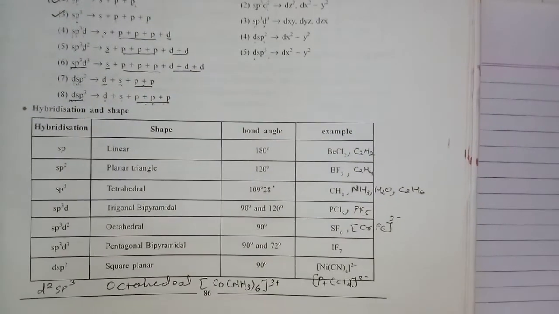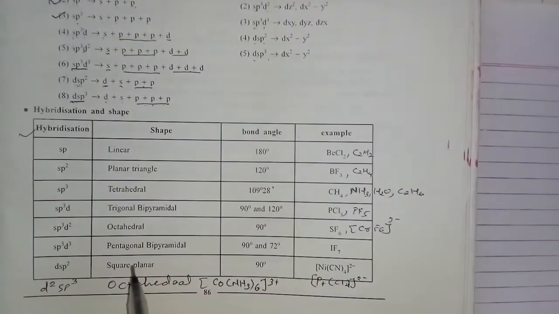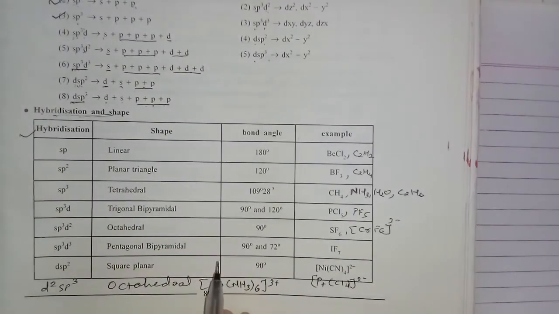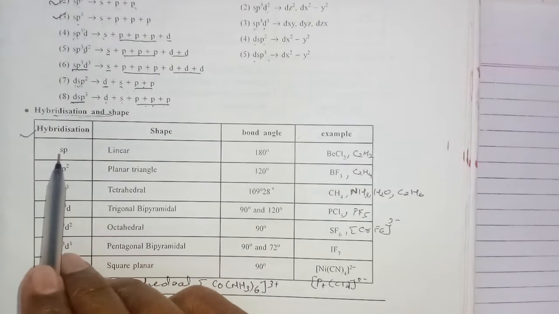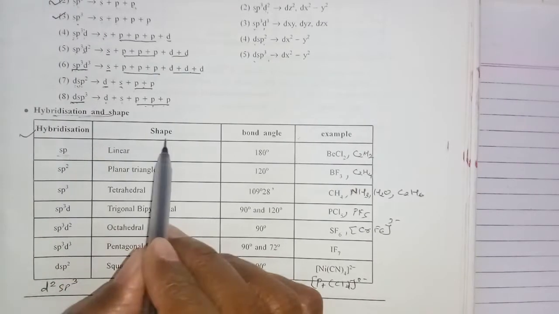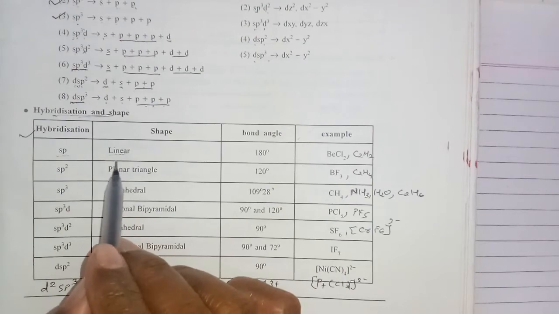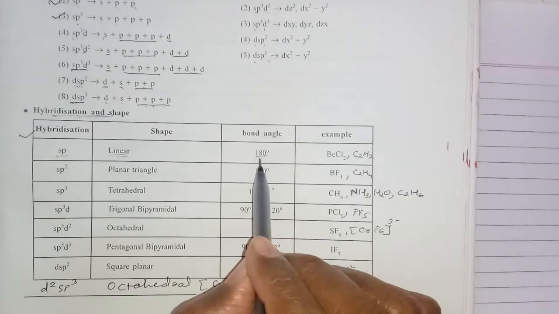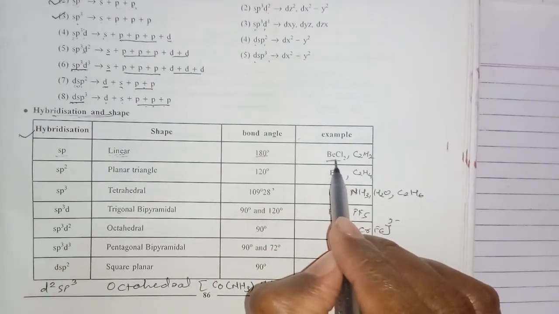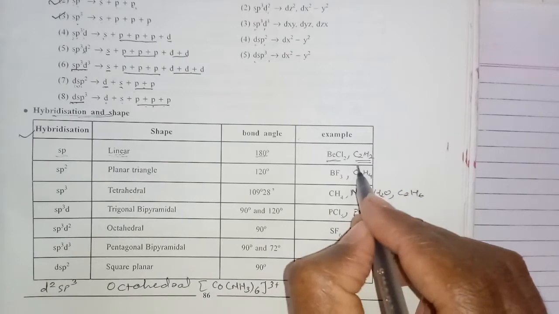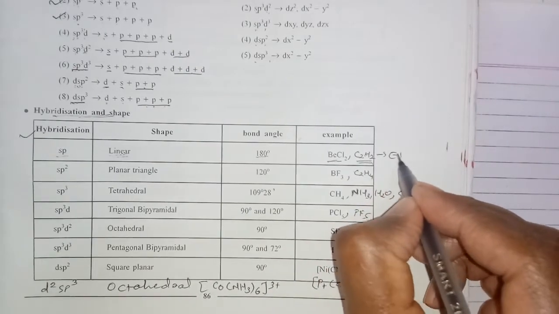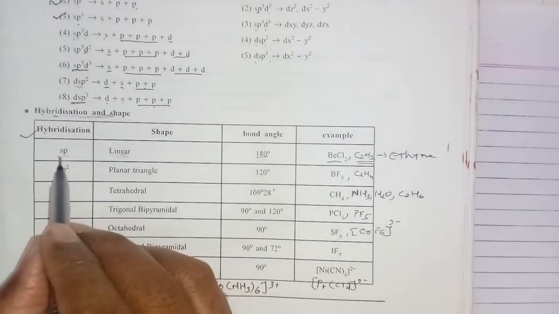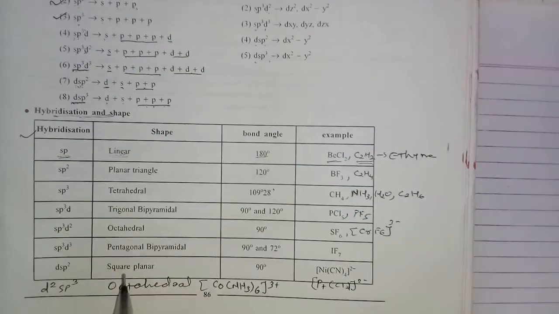And now the most important table for the examination. sp type hybridization: the shape is linear and the bond angle is 180 degrees. For example, BeCl2 and the ethyne molecule, C2H2.